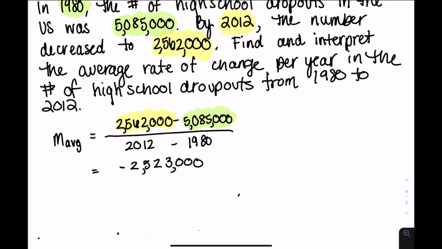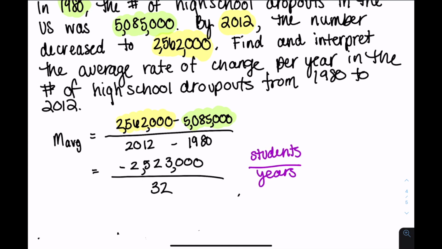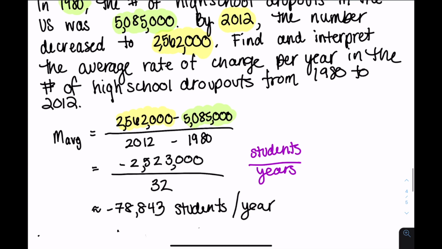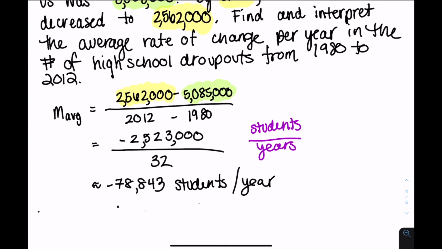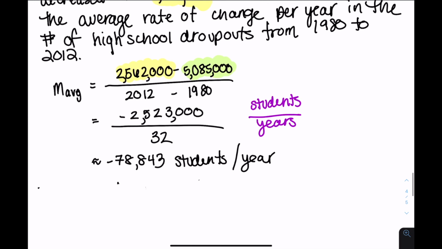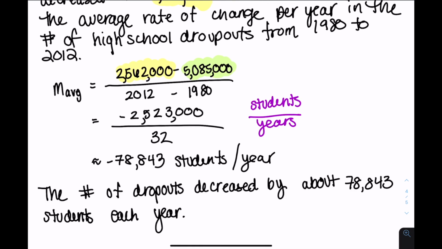So if you look at those differences in y values, it's negative 2,523,000 over 32. And also if we think of our units, the top is students, or number of dropouts, over years. So this is about negative 78,843 students per year. What this actually represents is how the number of high school dropouts decreased. That negative sign tells you the number is decreasing. So the number of dropouts decreased by about 78,843 students each year. So there were this many fewer dropping out each and every year.